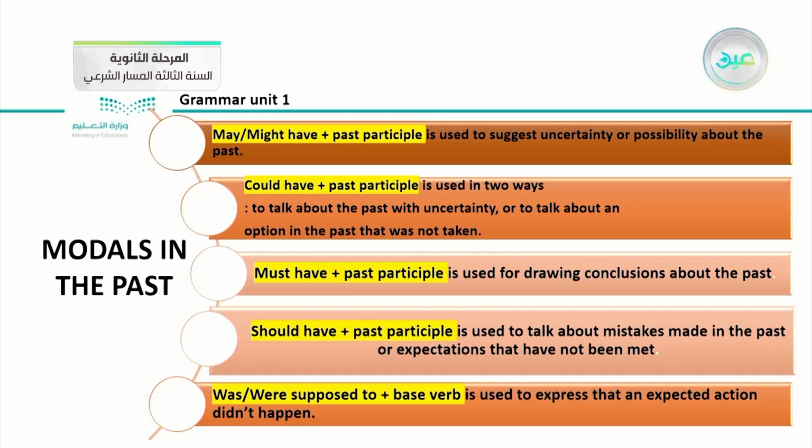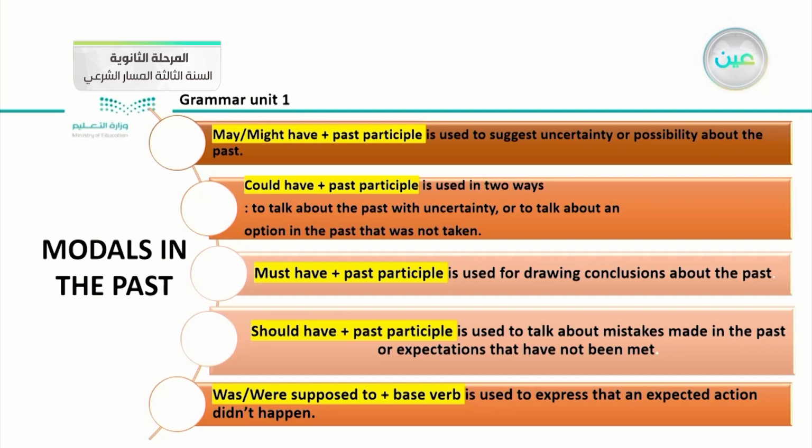And the last one, was or were supposed to. Notice here that after all these four kinds, we should put the verb in the past participle, because we already use the modals in the past. But with supposed to, we should put the verb in the base form. That means we can use it to express that an expected action didn't happen.